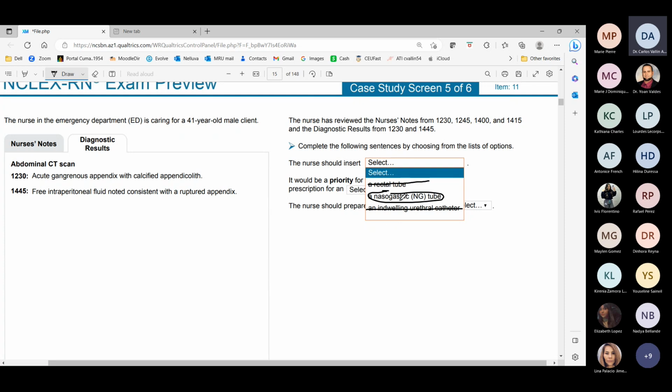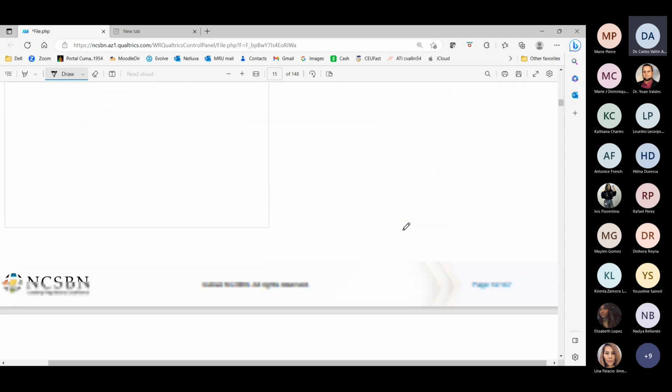And it is going to be a nasogastric tube connected to intermittent suction. This is going to be removing the gastric liquid from the stomach, preventing abdominal distension, improving the symptoms, and preventing vomiting and aspiration. That's why a nasogastric tube is the proper tube to be inserted.